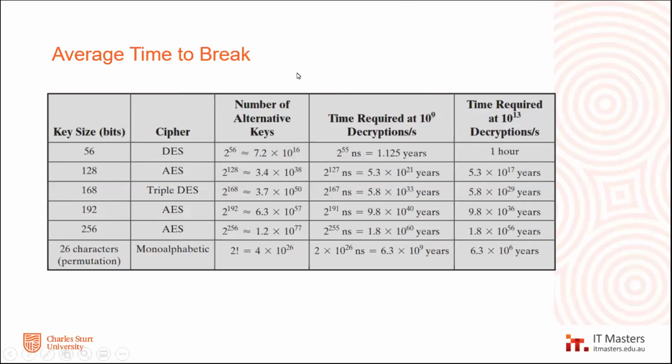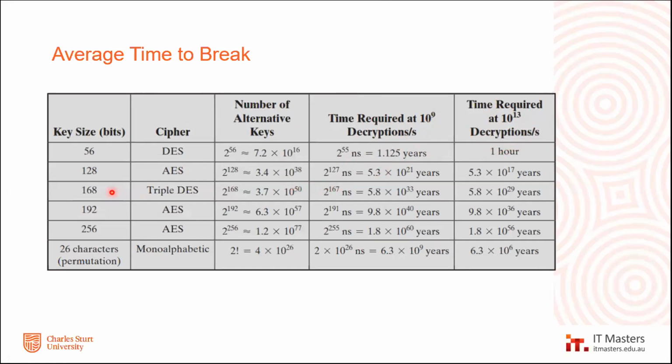Okay, the average time to break, this is really interesting. The average time to break these particular ciphers. If we have the DES cipher using a 56-bit key, there are 2 to the 56, or approximately 7.2 times 10 to the 16 possible keys. The time required to decrypt is 1.125 years, at 10 to the power of 9 decryptions per second. So that's pretty fast. It would take 1.125 years. If we increased our speed of calculation to 10 to the 13, so that's 10 with 13 zeros after it, decryptions per second, it'll only take an hour to decrypt.